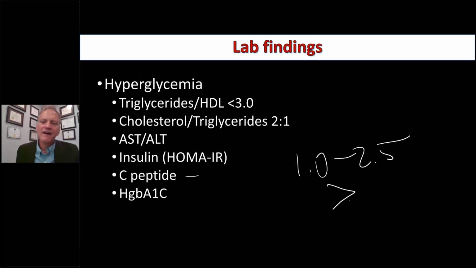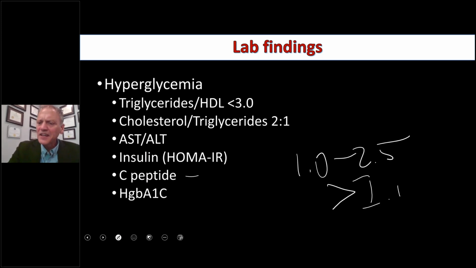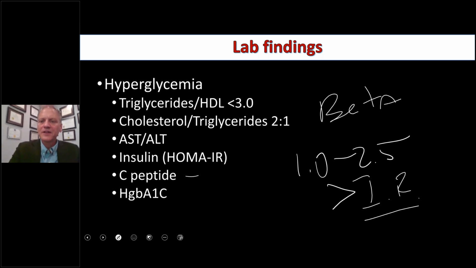Once it goes over 2.5, it's a sign of insulin resistance. Now, C-peptide has a little bit of an action like insulin, but it's made in the same place in the pancreas. Your beta cells are where you make your insulin, but those beta cells also make C-peptide. When you measure C-peptide, it's a more stable marker to let us know the health of the beta cells.